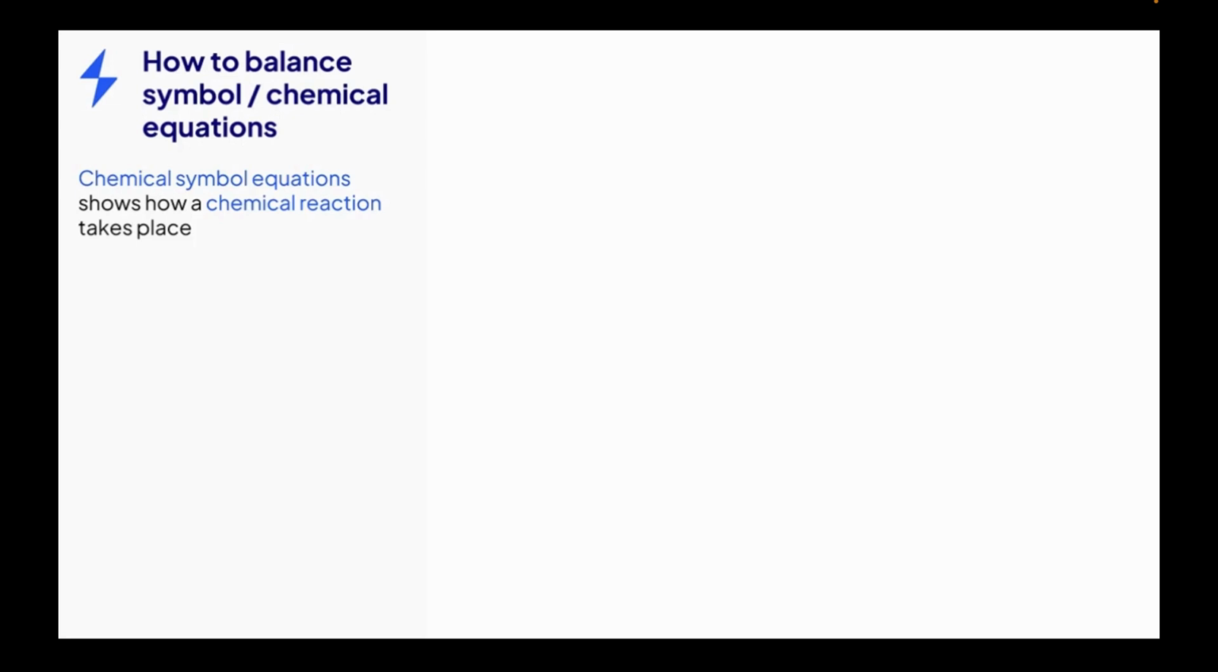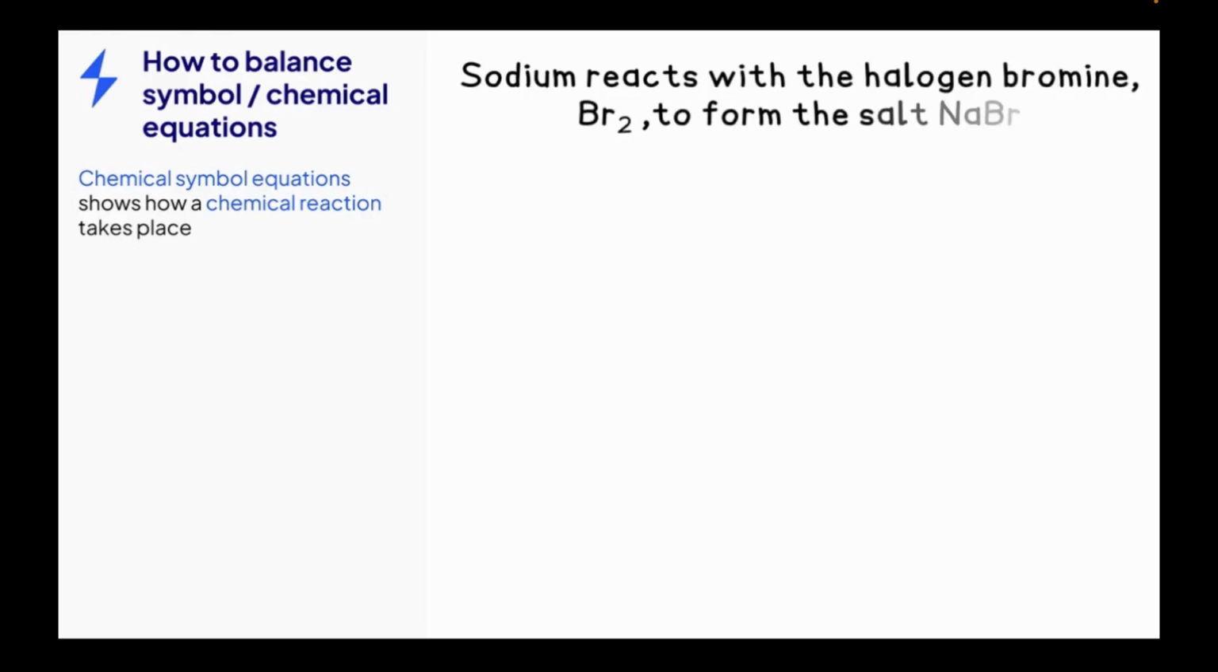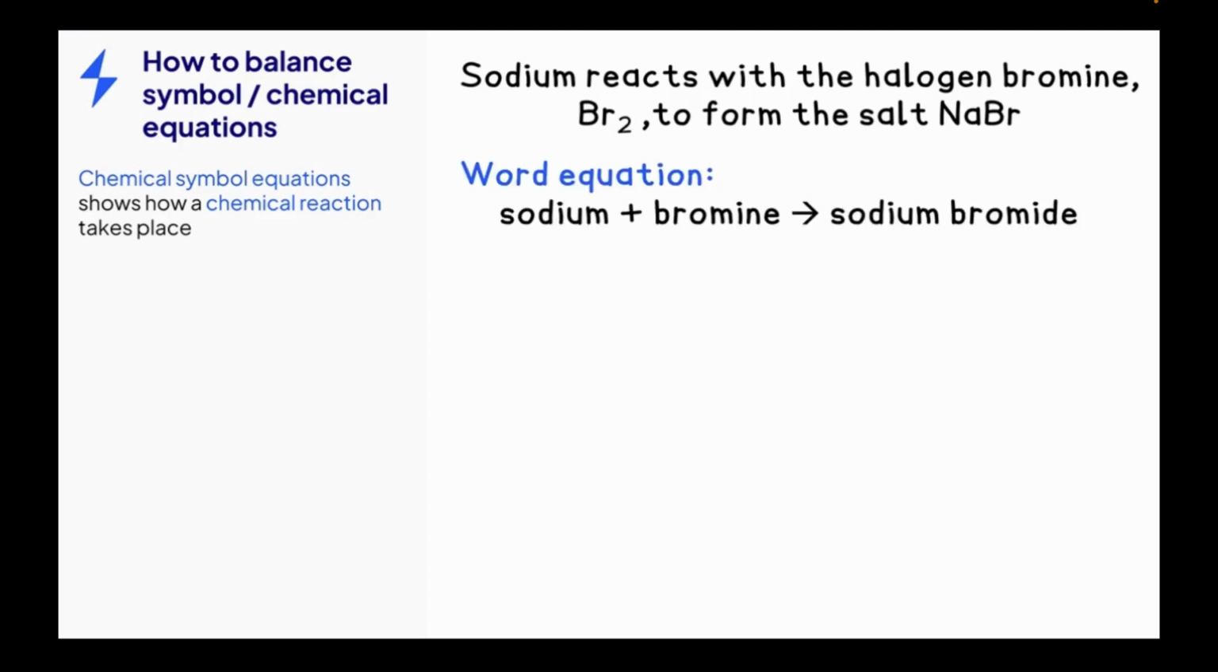Like word equations, chemical symbol equations show how a chemical reaction happens. For example, the reaction of sodium with bromine forms the salt NaBr. Remember, NaBr is a compound containing two elements, which means that the bromine becomes bromide, so NaBr is sodium bromide. Therefore, the word equation is sodium plus bromine arrow sodium bromide. Replacing the words with the chemical formulae gives you the unbalanced equation Na + Br2 → NaBr.